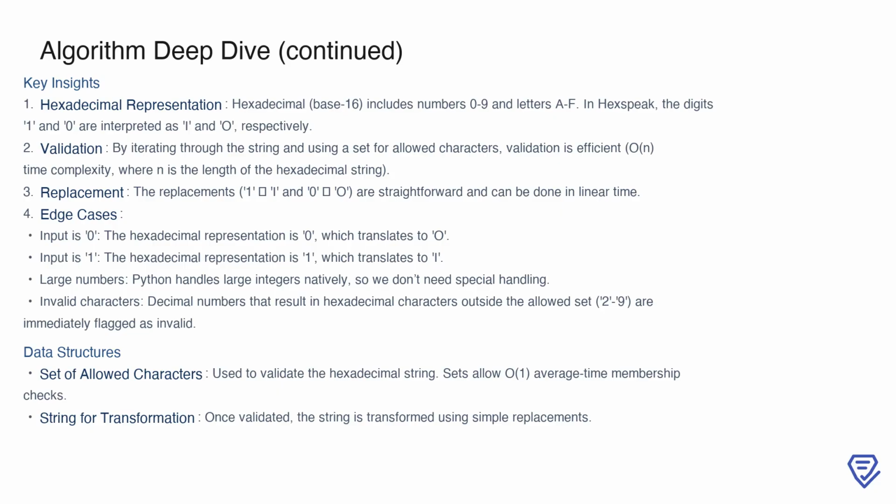Several edge cases are worth noting. For example, if the input is 0, the hexadecimal output is also 0, which directly translates to O. If the input is 1, it translates to I. Python's ability to handle large integers natively means we don't need special consideration for large inputs. Finally, any decimal numbers that result in disallowed hexadecimal characters, like 2 through 9, will be flagged as invalid immediately. We also make use of efficient data structures like sets for validation, as they allow constant time membership checks, and strings for transformation, which are simple to manipulate.